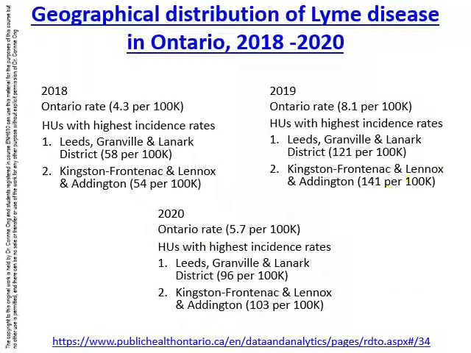From 2018 to 2020, the Lyme disease incidence rate in Ontario increased from 4.3 to 8.1 cases per 100,000 population. The two health units with the highest incidence rates were both in southeastern Ontario, with more than 10 times the provincial rate and nearly 20 times the national rate.